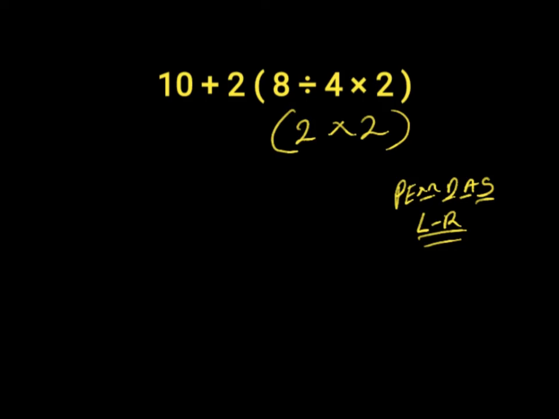Then bring down our 10 plus 2. Then we are solving our parentheses. 2 times 2 will give us 4. Then we have 10 plus 2 times 4. If a number is close to a parenthesis, there is a multiplication sign in between, which is this multiplication sign here. Now we have addition and multiplication. We are going to solve our multiplication first because it comes before addition.